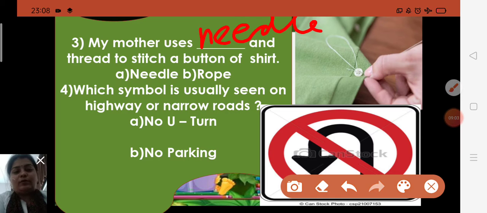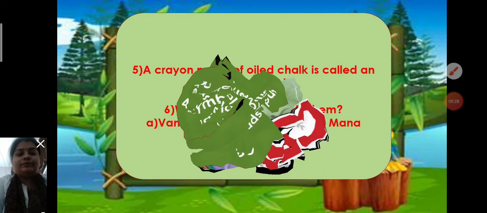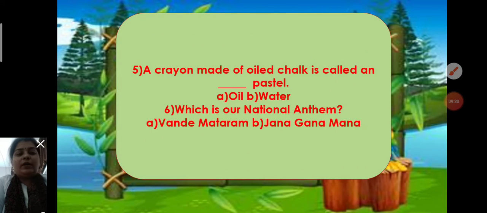So there, the option will be option number A, not rope. My mother uses needle and thread to stitch a button on a shirt. Which symbol is usually seen on a highway or narrow road, children? Yes, no U-turn. Why? Because the place will be narrow, and that's why you cannot take a U-turn. Understood?